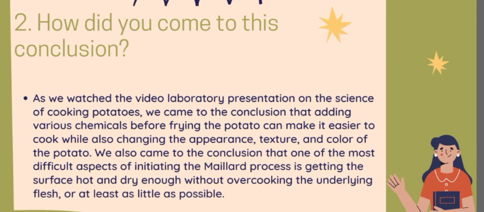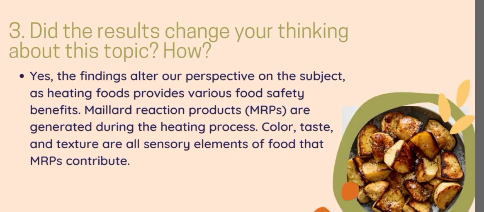Number 2, how did you come to this conclusion? As we watched the video laboratory presentation and designs of cooking potatoes, we came to the conclusion that adding various chemicals before frying the potato can make it easier to cook while also changing the appearance, texture, and color of the potato. We also came to the conclusion that one of the most difficult aspects of initiating the Maillard process is getting the surface hot and dry enough without overcooking the underlying flesh, or at least as little as possible.